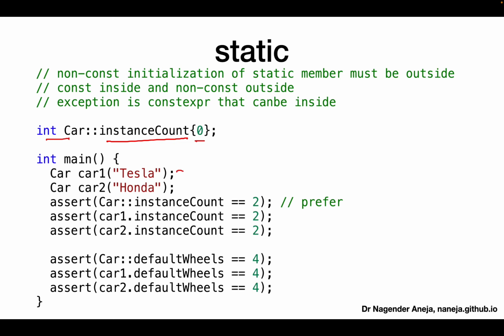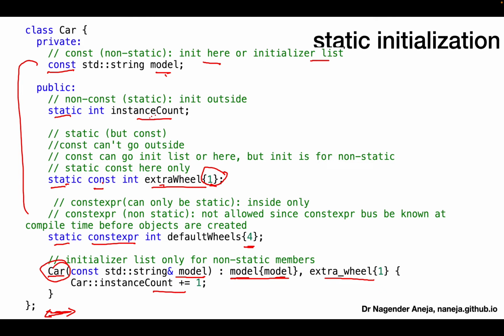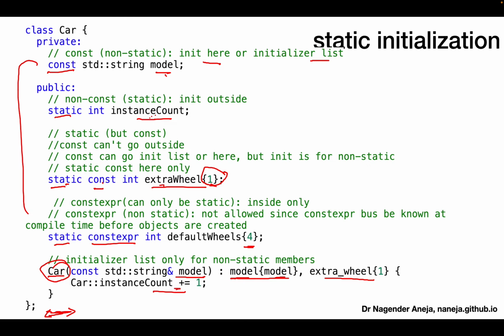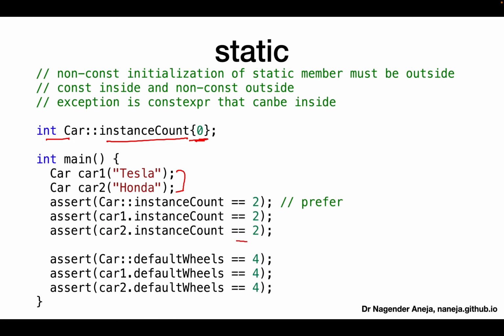So we can create two objects. Since its initial value is 0, when we create Tesla, it will be increased by 1. Similarly, when we create this Honda, its value will be increased automatically, because what we are doing is increasing the instance count by 1. So this will become 2.